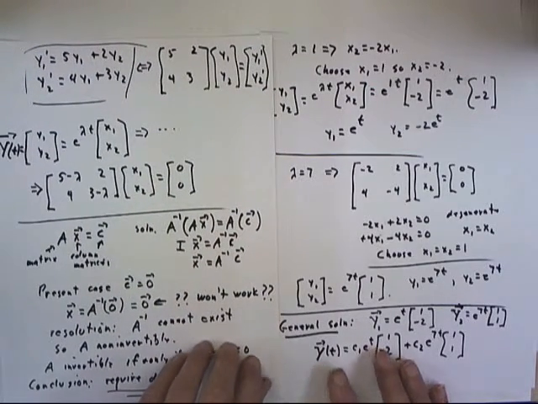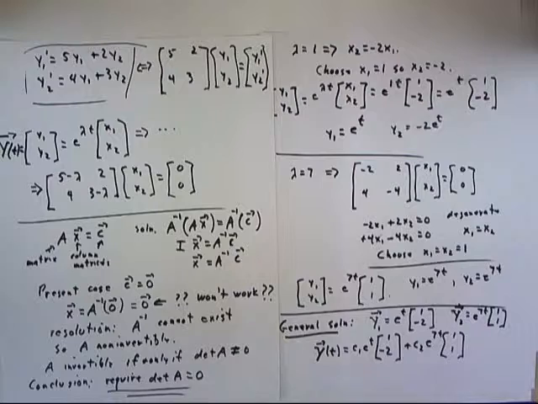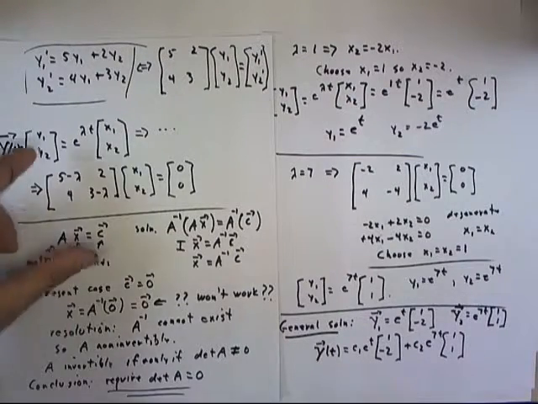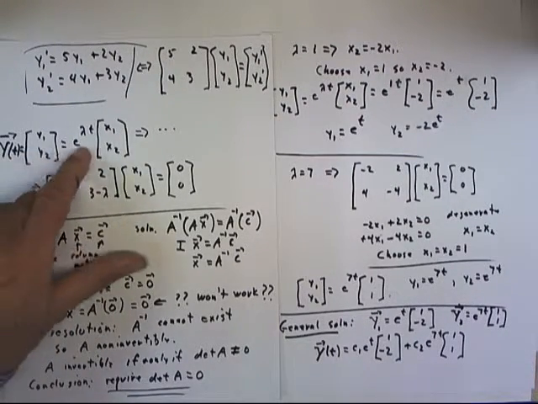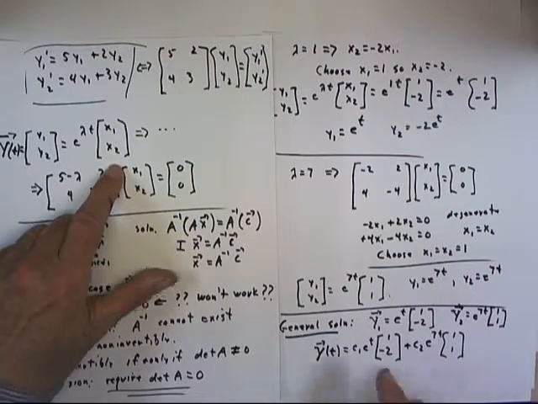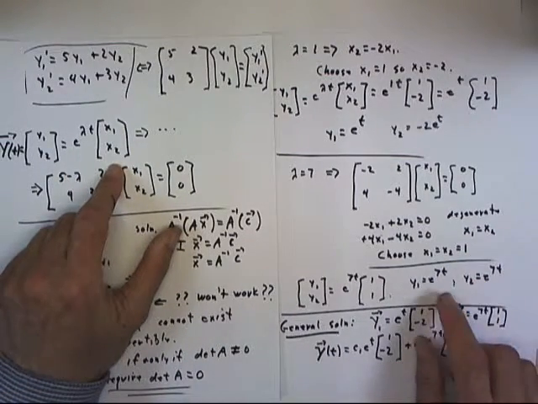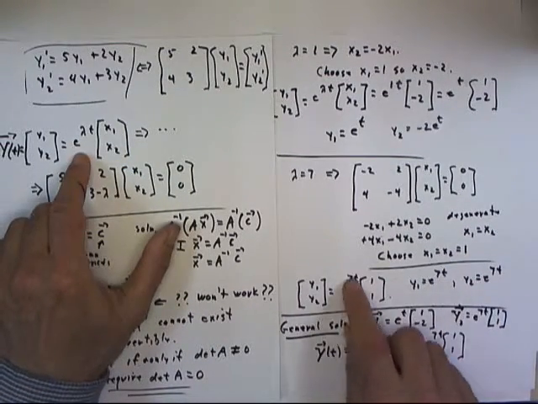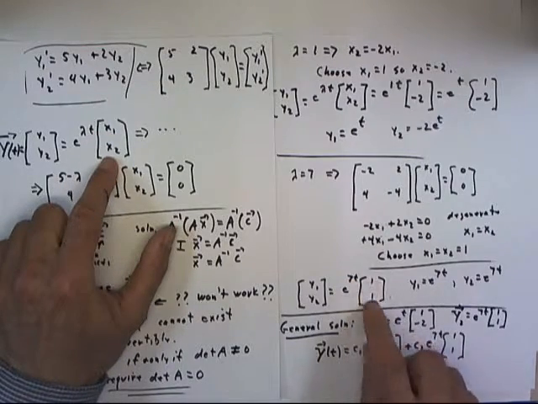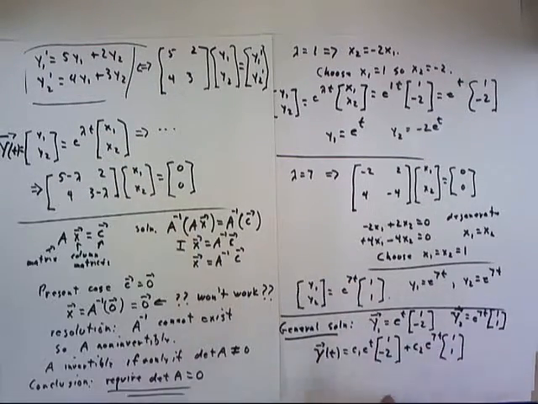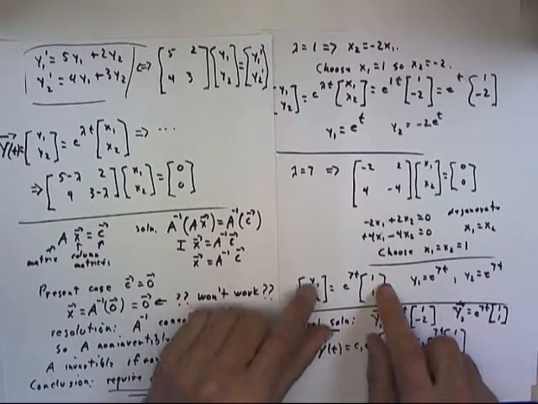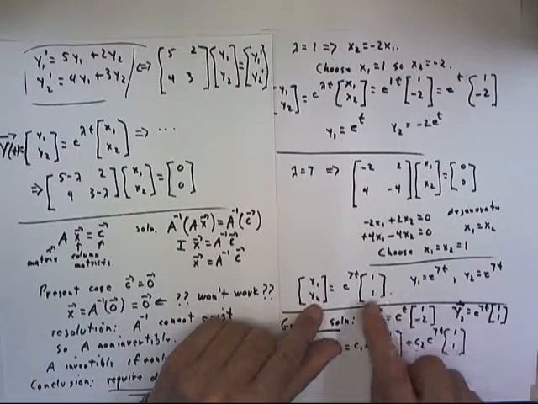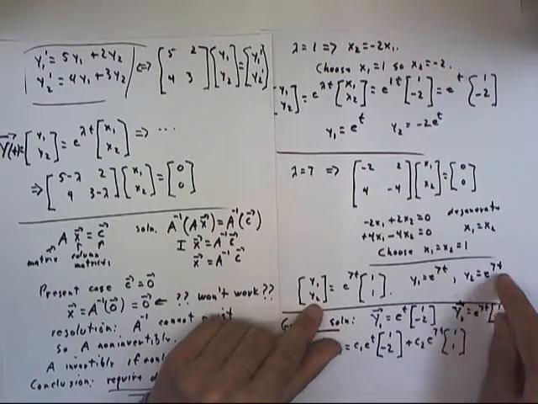Our y1, y2 column vectors, e to the lambda t x1, x2. Plugging in lambda equals 7, we get e to the 7t. Plugging in x1, x2, both equal to 1, we get 1, 1. If we multiply this out, we see that y1 is e to the 7t, y2 is also e to the 7t.